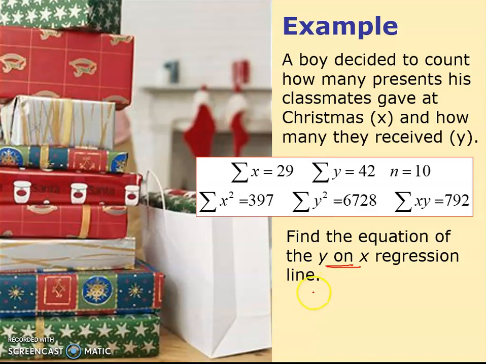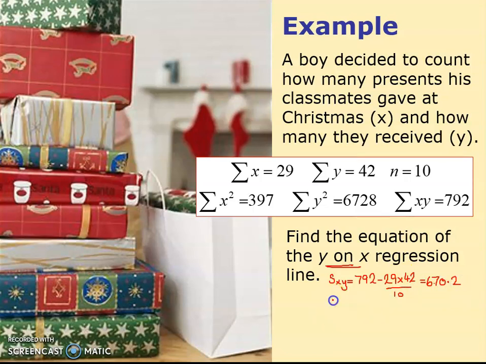So on that basis, I'm going to find Sxy. If you remember, the formula is sigma xy minus sigma x sigma y over n. So that's 792 minus 29 times 42 divided by 10. If I just do that on my calculator now, 792 minus 29 times 42 divided by 10, I get 670.2. So that's the first bit done.